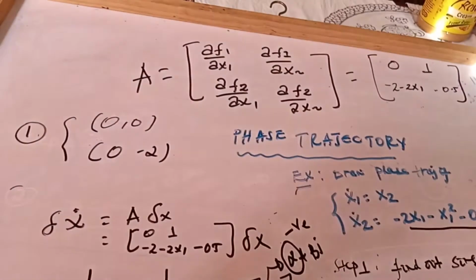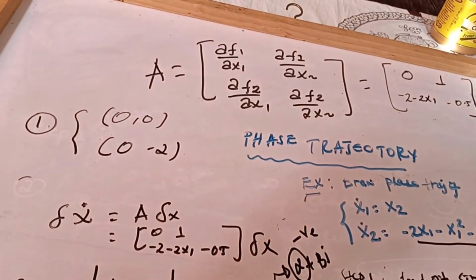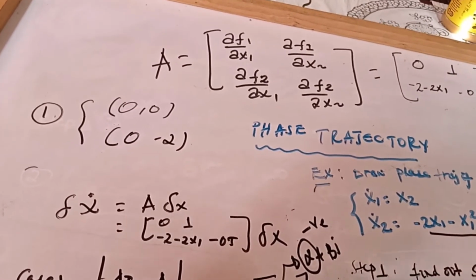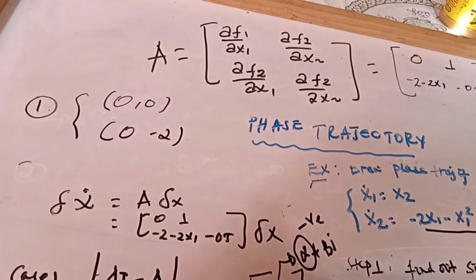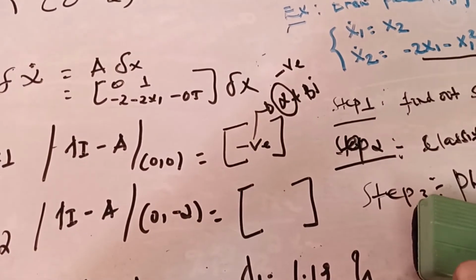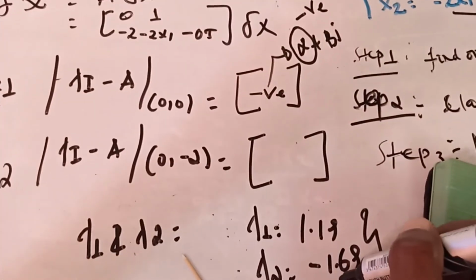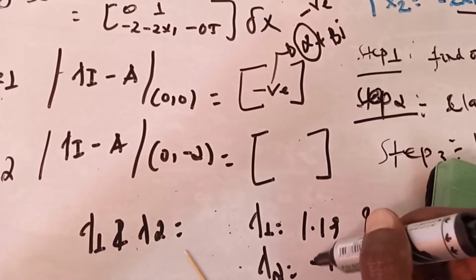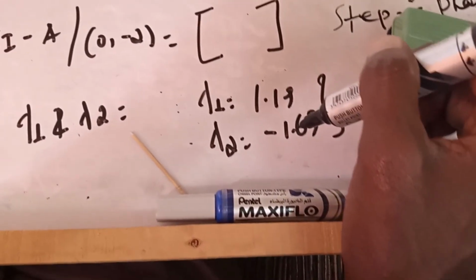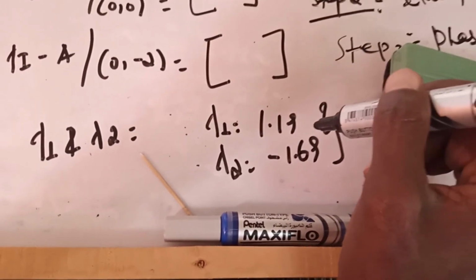Look, previously, for the first case, we have a negative lambda. And for the second case, we have one positive and one negative lambda here. So in such a case, we need to compute step 3.